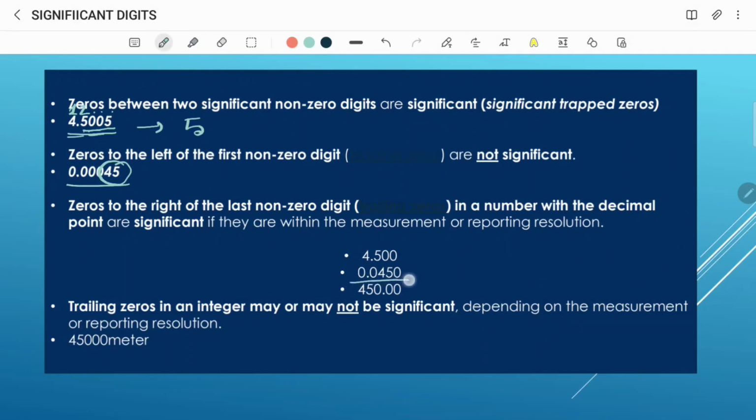Look at this number carefully. It starts with 0 and there is a 0 right after the decimal. As I have told you, as per this rule, this 0 does not count. So this figure has 3 significant digits, 4, 5 and 0.